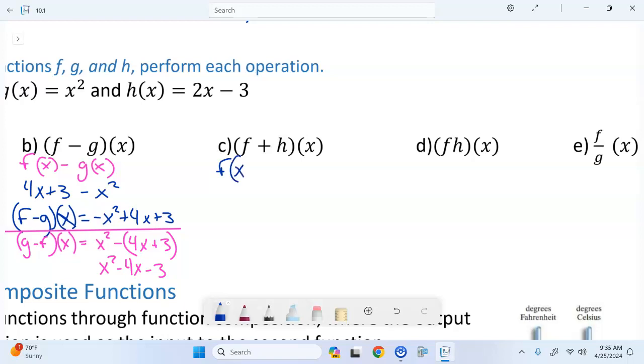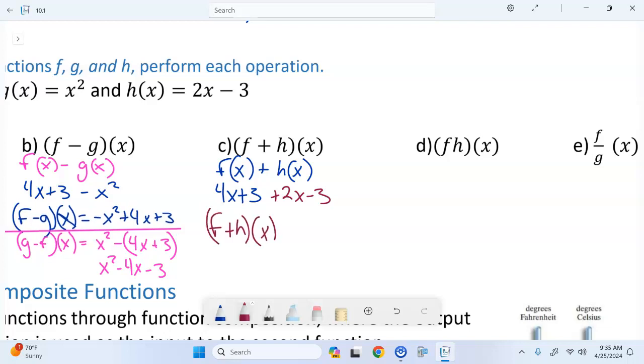f of x plus h of x. So what am I adding together? 4x plus 3 plus 2x minus 3. We're going to add f of x to h of x. Okay, do we have any like terms here we can combine? f plus h of x. All right, 4x plus 2x gives me what? 6x, and 3 minus 3 gives me 0. So f plus h of x equals just 6x.